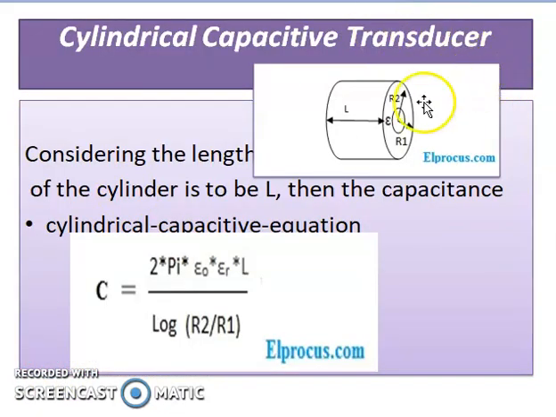And in the case of a cylindrical capacitor, there are two cylinders and the middle portion is filled with our dielectric constant. Considering the cylindrical length, the capacitance of the cylindrical capacitor is changed according to the equation C is equal to 2 pi epsilon 0 epsilon r into L divided by log R2 divided by R1, where R2 and R1 are the radii of the two cylinders.